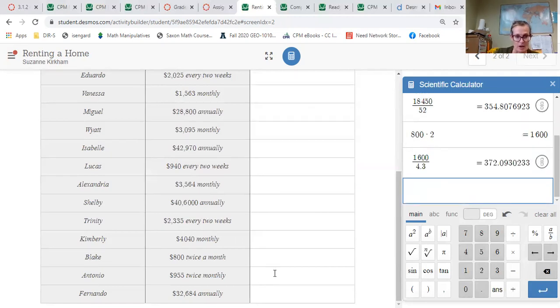And that tells me how much Blake can afford. So $372 every month for rent. All right, that's the end of that.